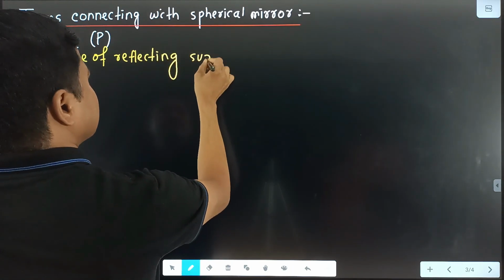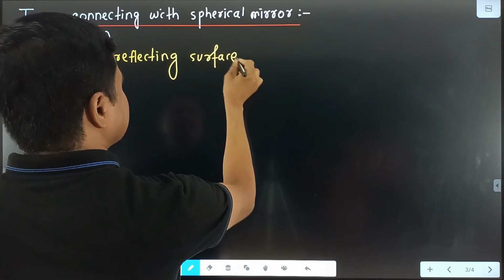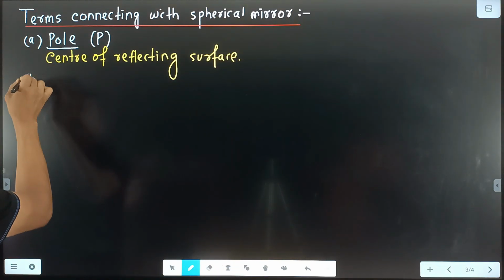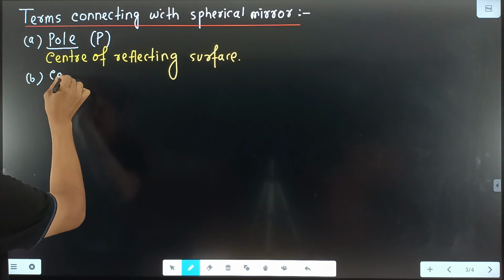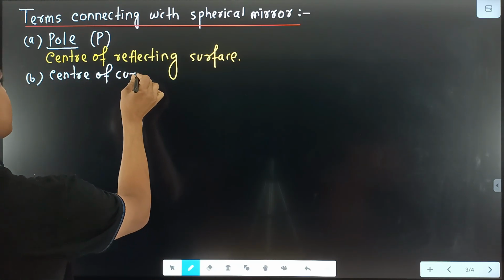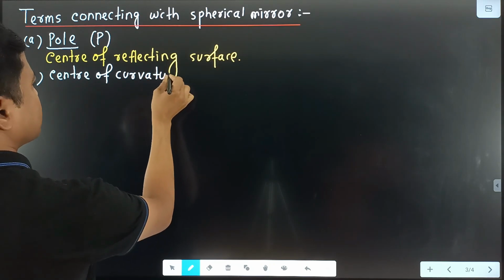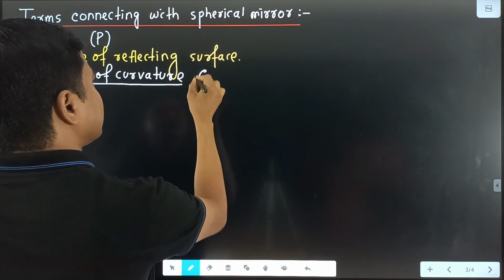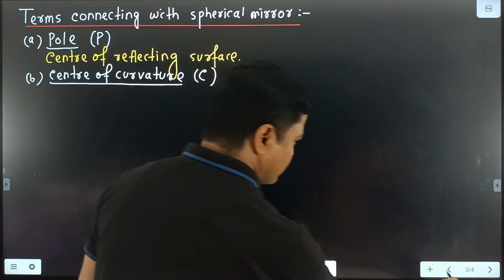Center of the reflecting surface, simply we write that is pole. Clear? Then second term, that is known as the center of curvature. For this we write capital C, C for the center of curvature.